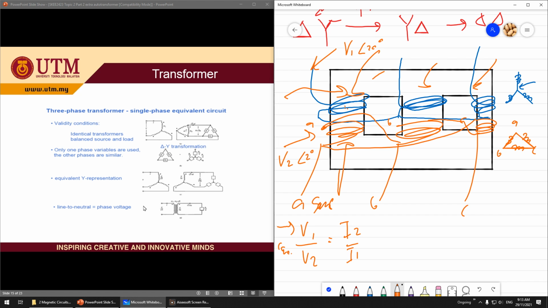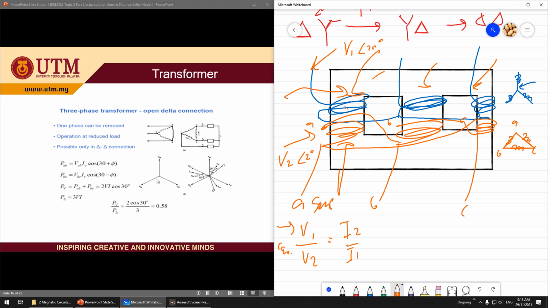Okay, this one is also the same. This is the calculation. For your case, I think no need to worry about the calculation for three phase. This one is quite advanced, and I think your syllabus doesn't cover this. So this is just information you need to look at, but no need to understand too much.